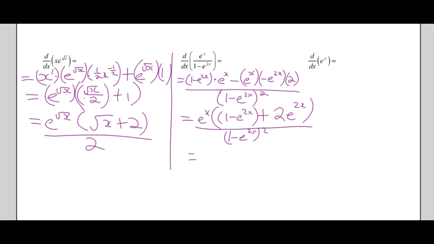So we've got 1 minus 2 of these plus 1 of these. All right, so we're going to get e to the x times 1 plus e to the 2x over 1 minus e to the 2x quantity squared. That's a good place to stop as any.